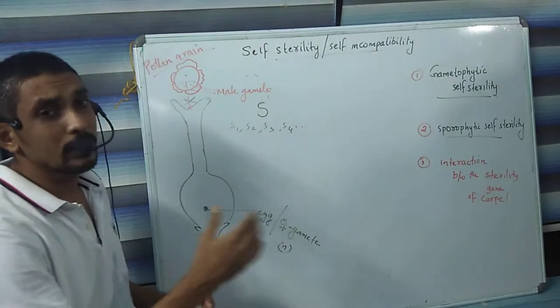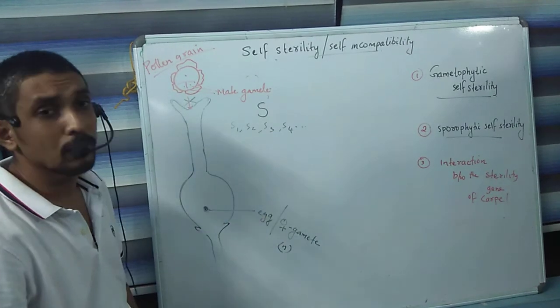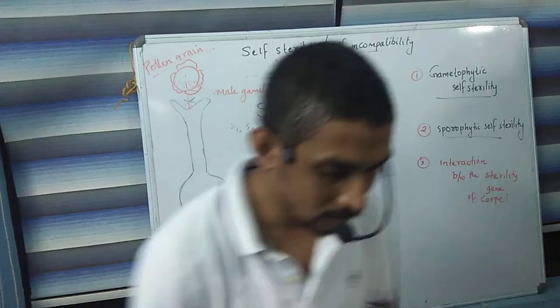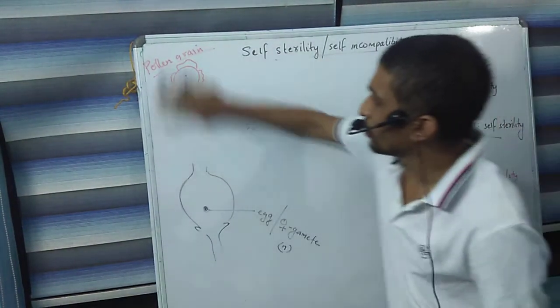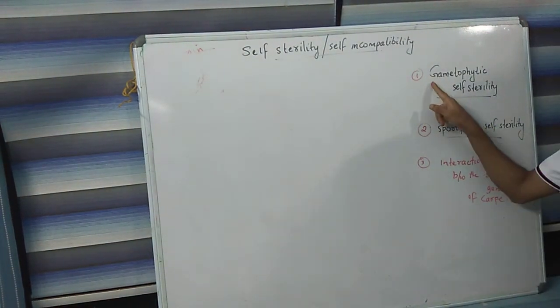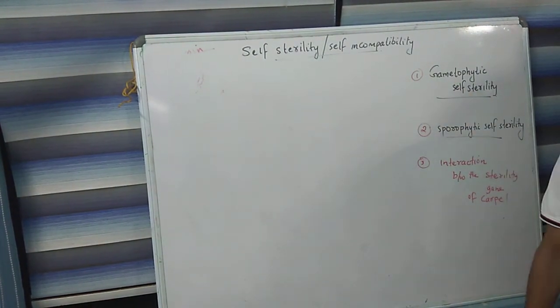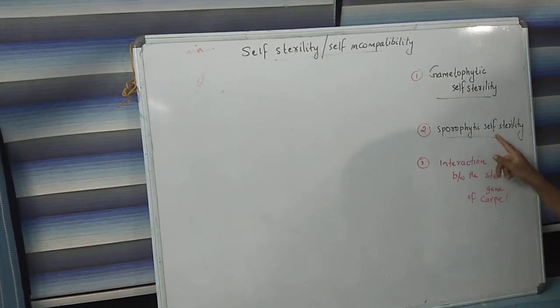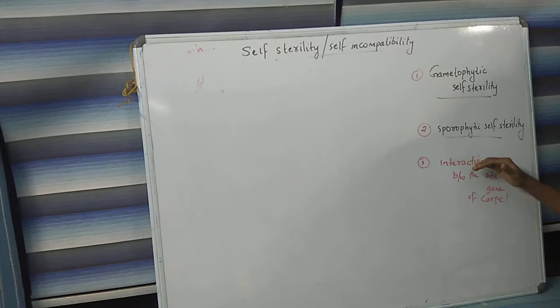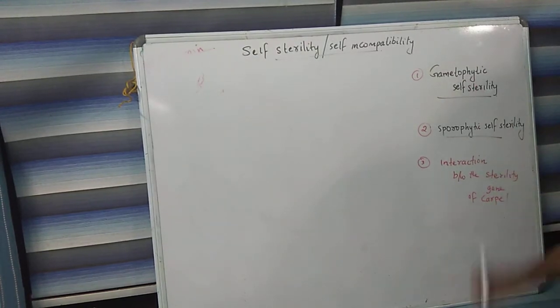Now, let us move on to the different types of self-sterility found in plants. There are mainly two types of self-sterility in plants: gametophytic self-sterility and sporophytic self-sterility. And we have one more sterility mechanism which we can discuss later. First of all, gametophytic self-sterility.